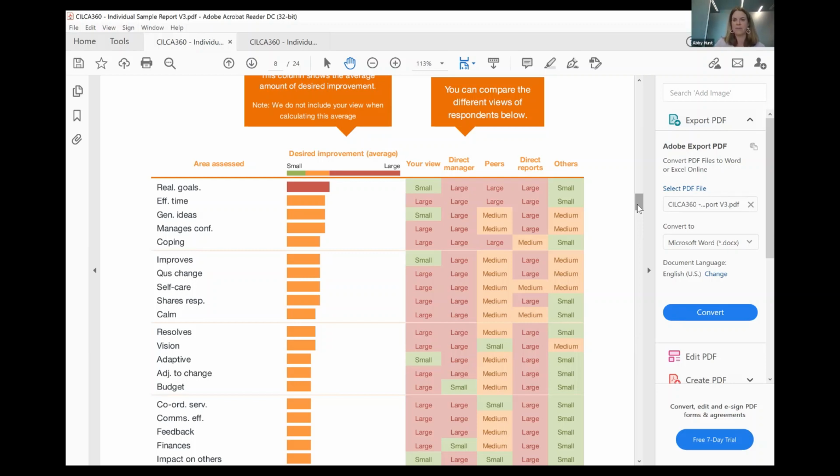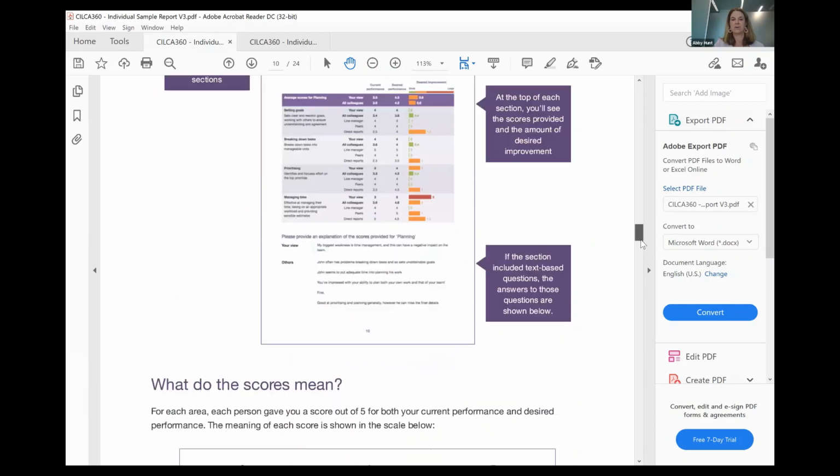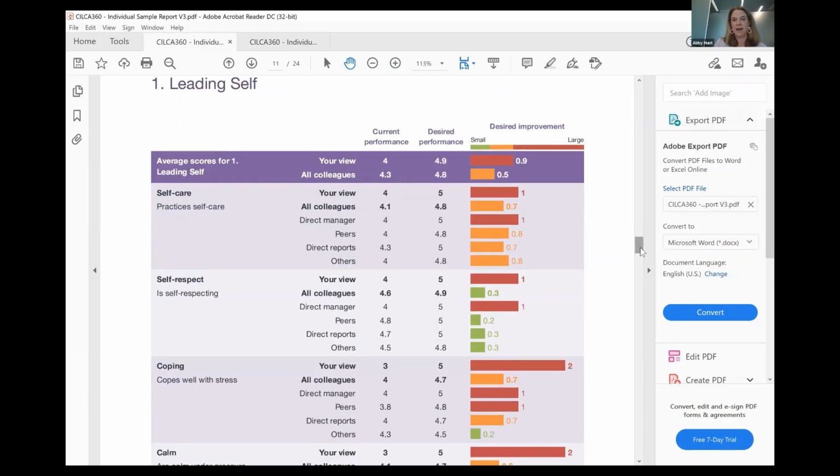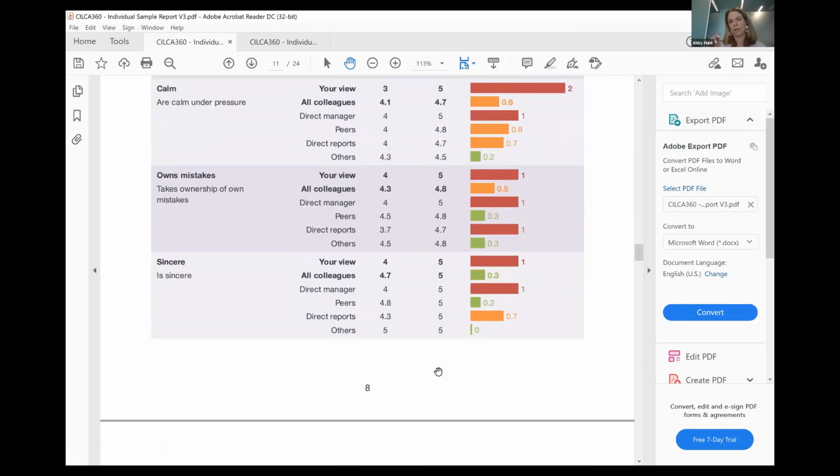I hope that's clear. So what we then do is what we said before, we drill into the detail. As we can see, this one here, self-care, the person's saying it's a 4 and they'd like it to be a 5. Now, yes, it's a large gap. However, it's a bit different to something down here, which is how they're coping with stress. Peers are saying it's a 3.8, want it to be a 4.8. This one here is a 3 to a 5. So really wanting to understand where those bigger gaps lie from a lower starting point.